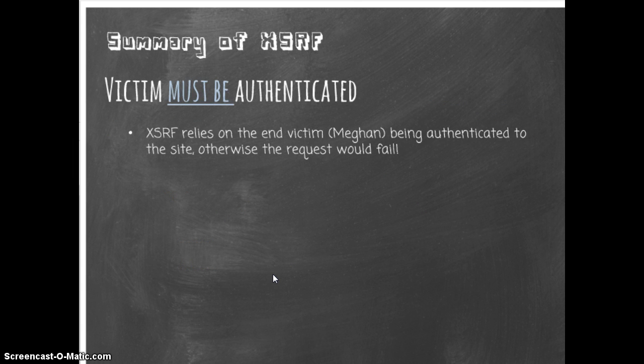So what are the key points that we just learned about cross-site request forgery? There's a couple key things that have to happen. The first item is that the victim must be authenticated. So Megan, in this case, had to have a session to cc.com and a recent session that was active. Cross-site request forgery relies on the user being authenticated in order for their URLs to work. And that's the second thing.